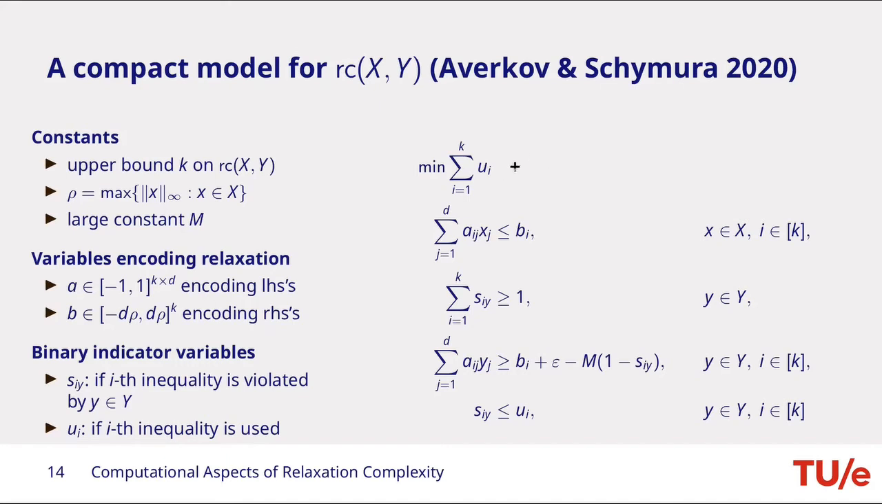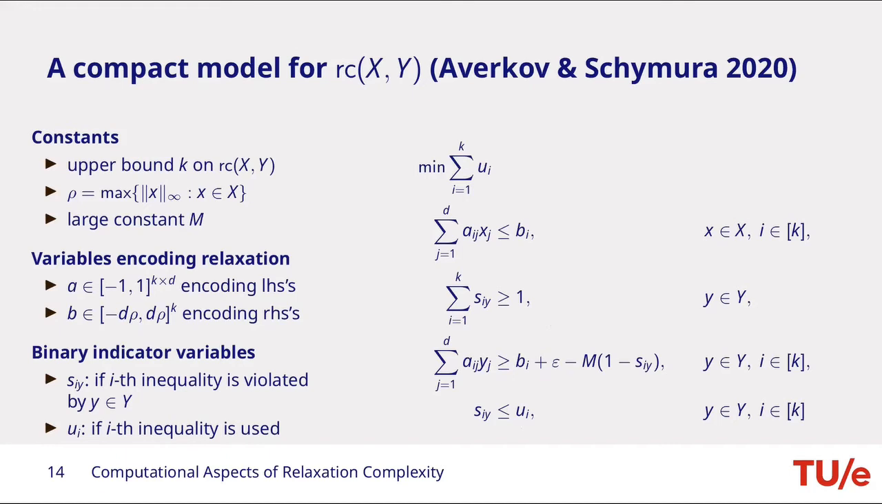Then, of course, we have to minimize the number of used inequalities. The inequalities encoded in A and b have to be valid for our set X. Every infeasible point has to be separated by at least one inequality. If the inequality is declared to be violated by point y, then we need that they are actually violated, and this is modeled using this parameter epsilon. And if we declare an inequality to be violated, we also have to use the corresponding inequality. Putting this together gives us a model for computing the relaxation complexity of X with respect to Y, up to precision epsilon.